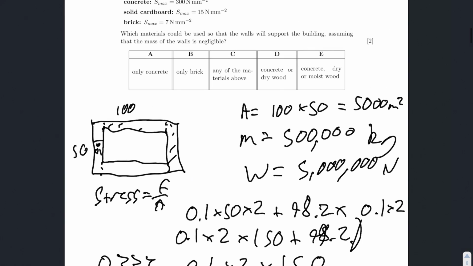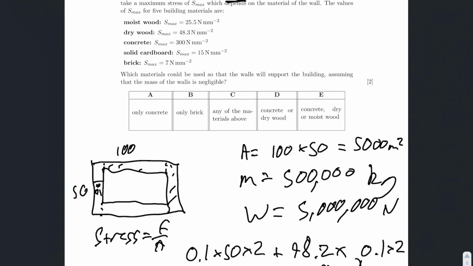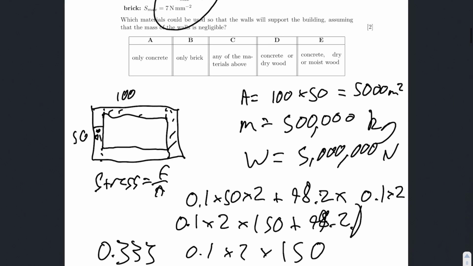So if we look up to this, we can see that these are all much bigger than it. So any of the materials above can support the building.